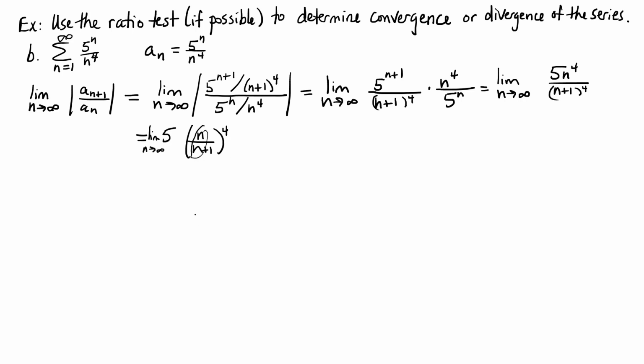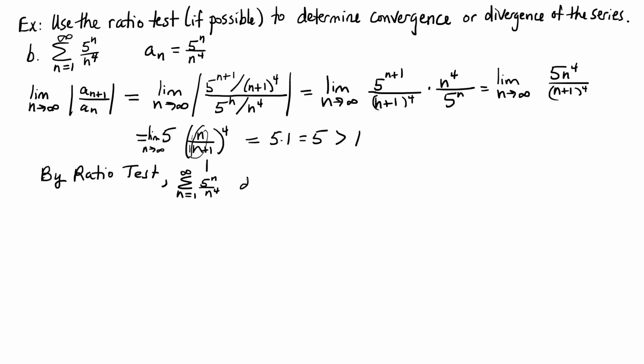Now this is going to go to 1 because the degrees in the numerator and denominator are the same and the coefficients are 1. So this is going to equal 5 times 1, or 5. And so we can conclude, since this is greater than 1, that this series diverges. So by the ratio test, the series n equals 1 to infinity, 5 to the n over n to the 4th power diverges.